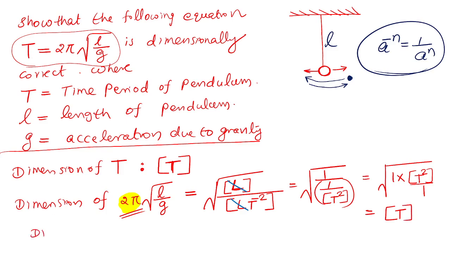So the dimension of LHS is equal to the dimension of RHS. So the given equation or formula is dimensionally correct. So please write it down. If you are 100% okay and finished writing, please raise your hand. If you don't understand, please ask. Deva, you understood? Yes, sir.